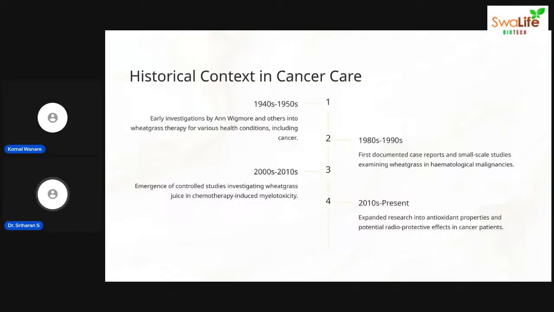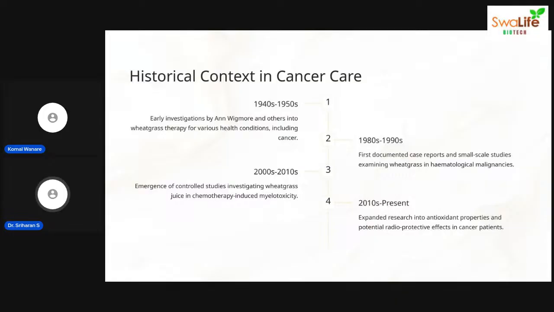Then, from 1980 to 1990, the first documented case reports and small-scale studies were done on wheatgrass against a cancer background, namely hematological malignancy. So the first case reports and small-scale studies took place between 1980 and 1990.